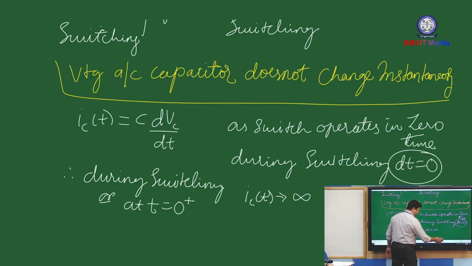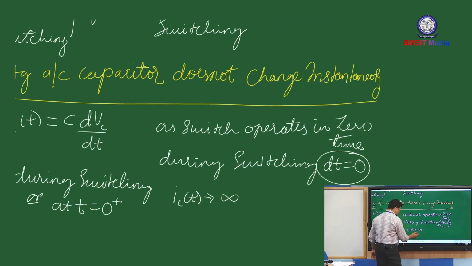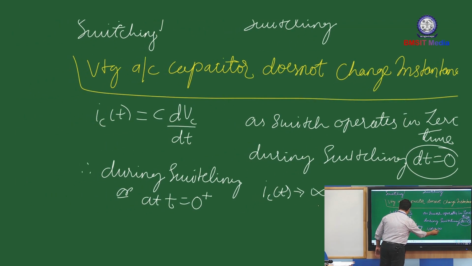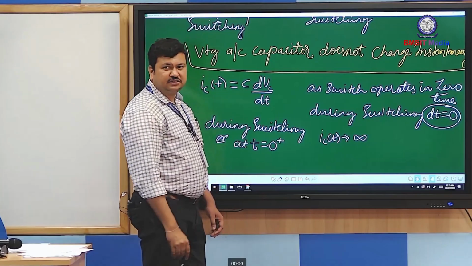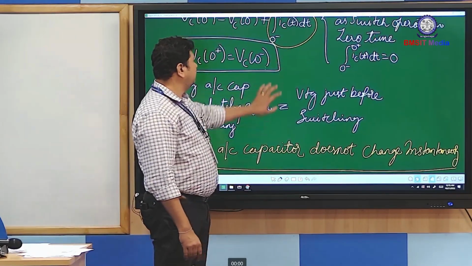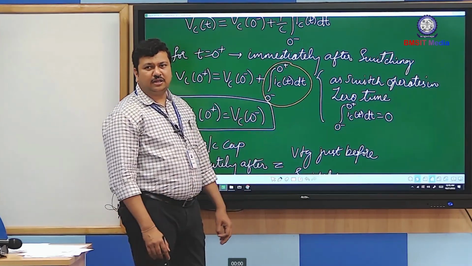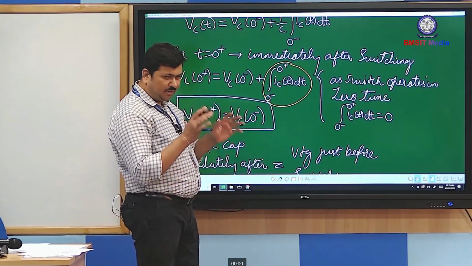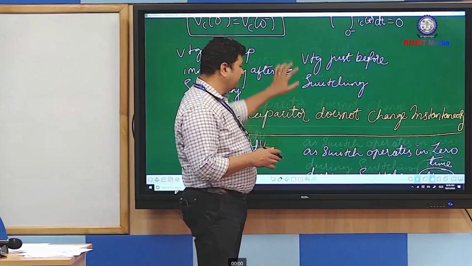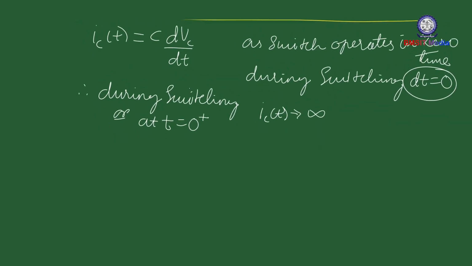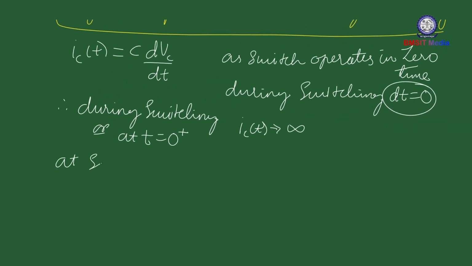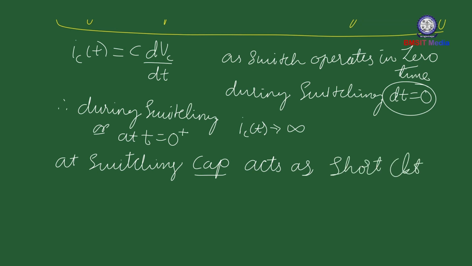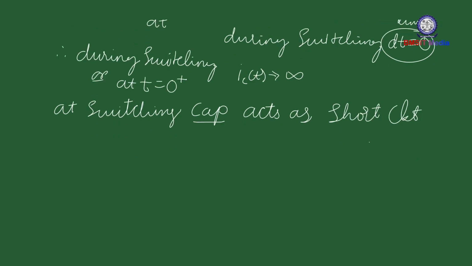Current is infinite and voltage is 0. See, this expression is telling the current is infinity. This integral is telling the voltage is 0 at the time of switching. So both are telling me that at the time of switching, the capacitor acts like a short circuit. So we can say that at switching, capacitor acts as a short circuit.